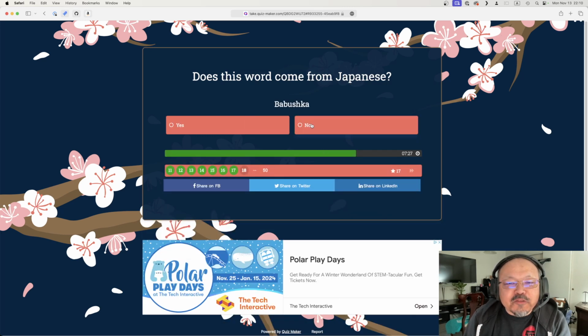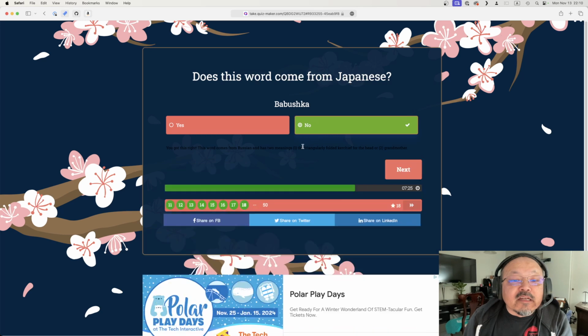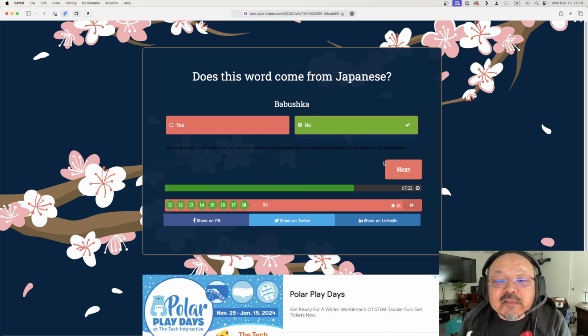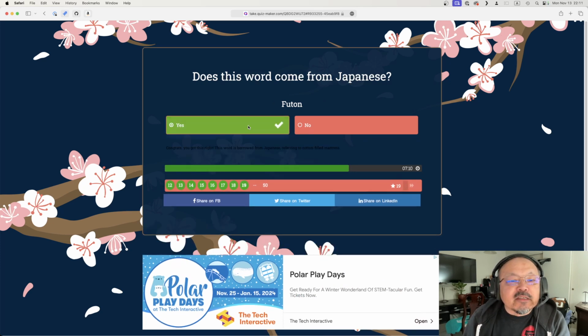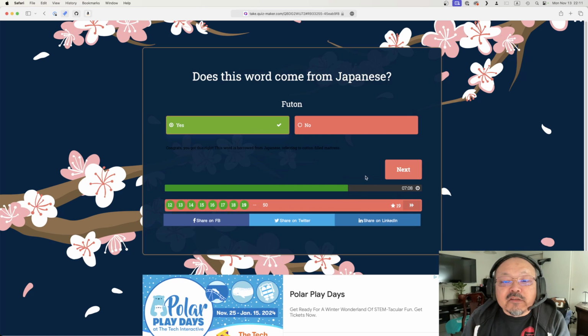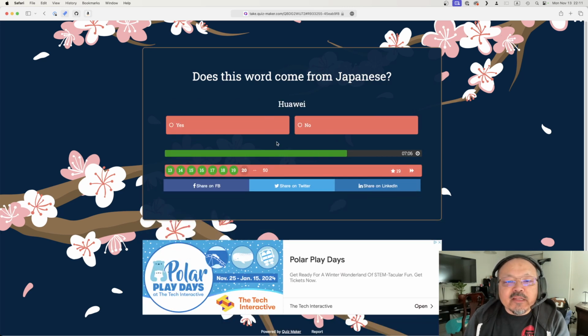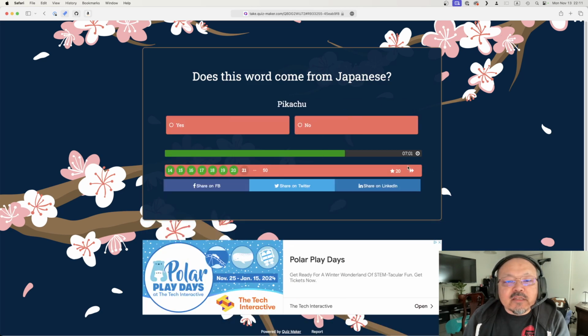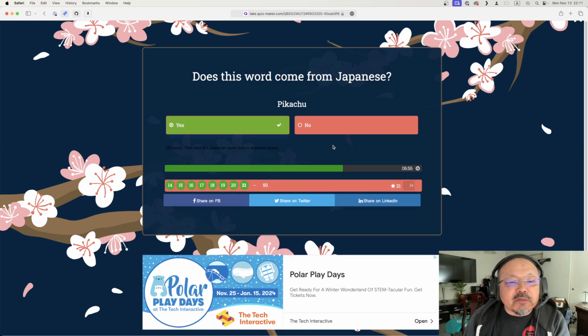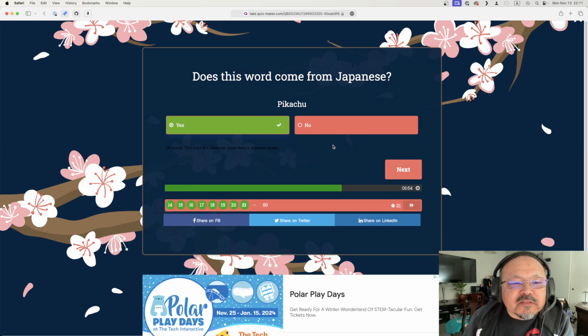Babushka. I'm assuming that's Russian. From the Russian, it has two meanings: a triangularly folded kerchief on the head, or a grandmother. Oh, who would typically wear one? Futon? Yes, that is Japanese. Okay. Huawei? No, that's Chinese. Pikachu? Yes, that is Japanese. I think it means like flash something.